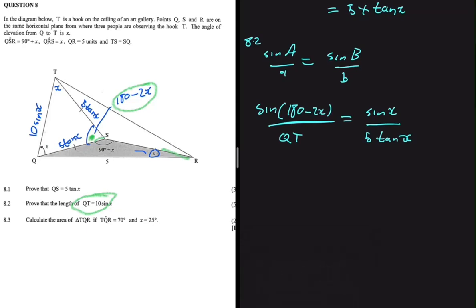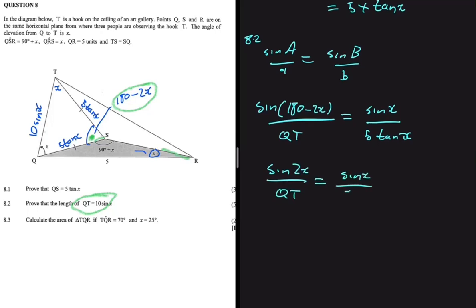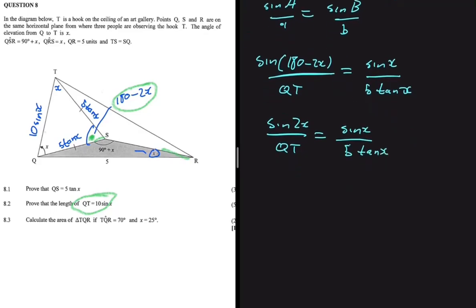So sine of 180 minus 2x, right? So we're moving into the second quadrant, and we know fully well that sine is positive on the second quadrant. So we're gonna have sine of 2x divided by QT being equals to sine of X divided by 5 tan X. So now we can cross multiply. If we do that, we get QT multiplied by sine of X will be equals to 5 tan of X multiplied by sine 2X, right?